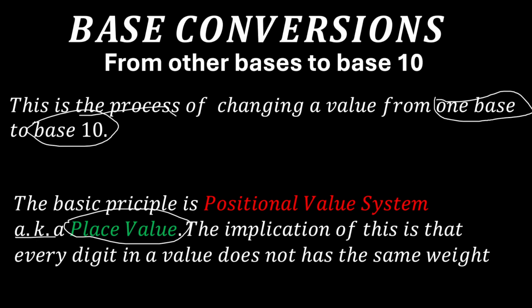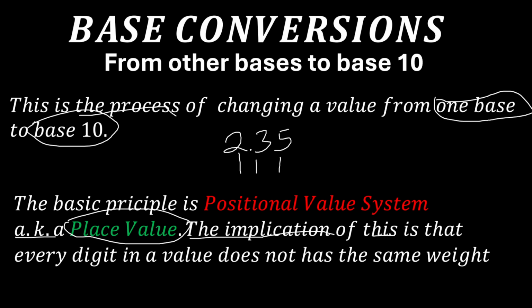How does this have to do with what we want to do? The implication of this is that every digit in a value does not carry the same weight. You must understand that. What do we mean by this? For example, 235 is a value. It consists of 3 digits: 2, 3, 5. Do they have the same weight? No, they do not.